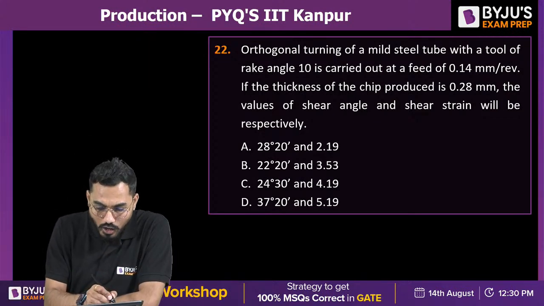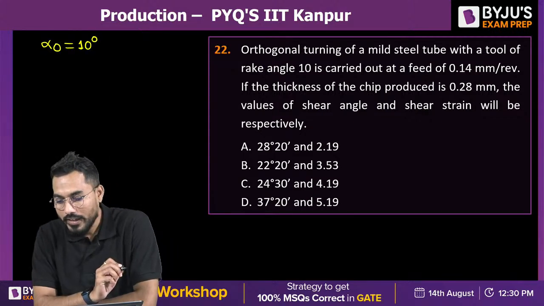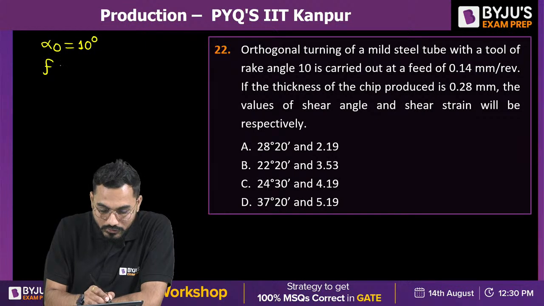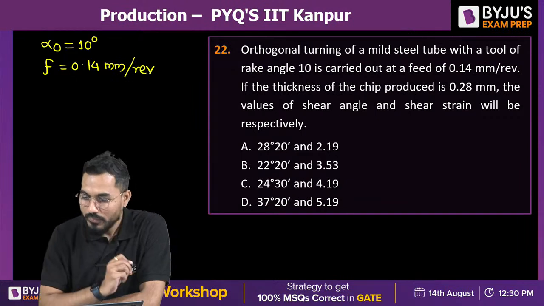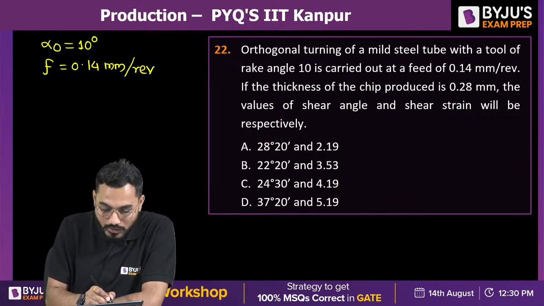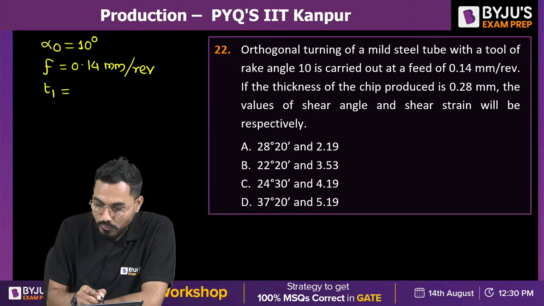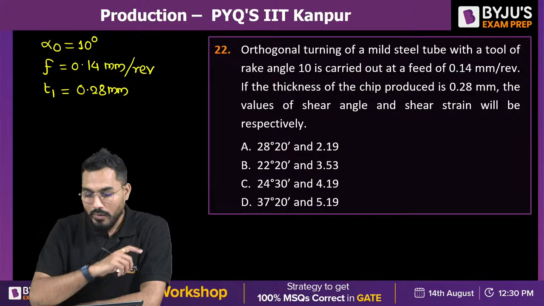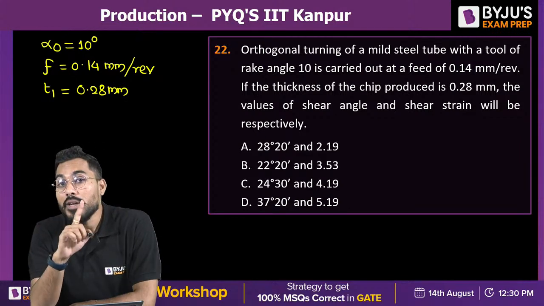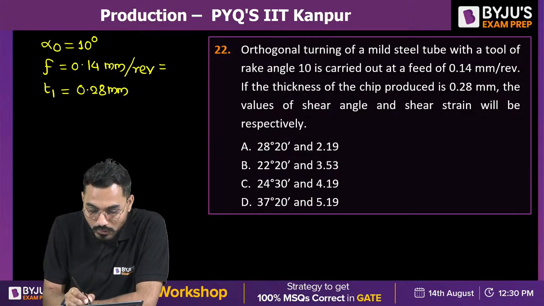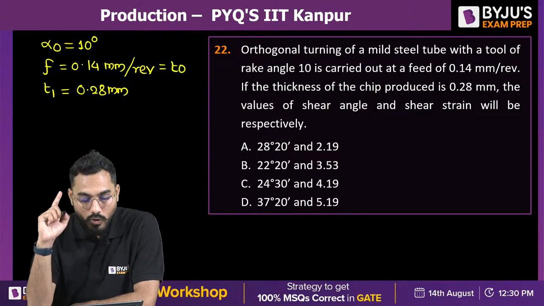So the orthogonal rake angle alpha 0 is given as 10 degrees. Feed f is given as 0.14 mm per revolution. And the thickness of the chip is given, so t1 is exactly equal to the chip thickness, 0.28 mm. Feed is given, so can I say feed can be considered as uncut chip thickness? So this will be considered as t0, that is 0.14 mm.